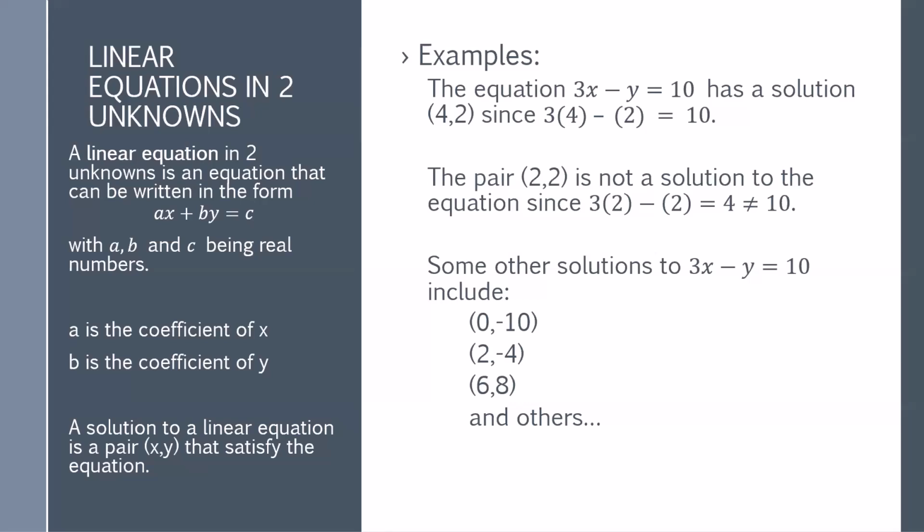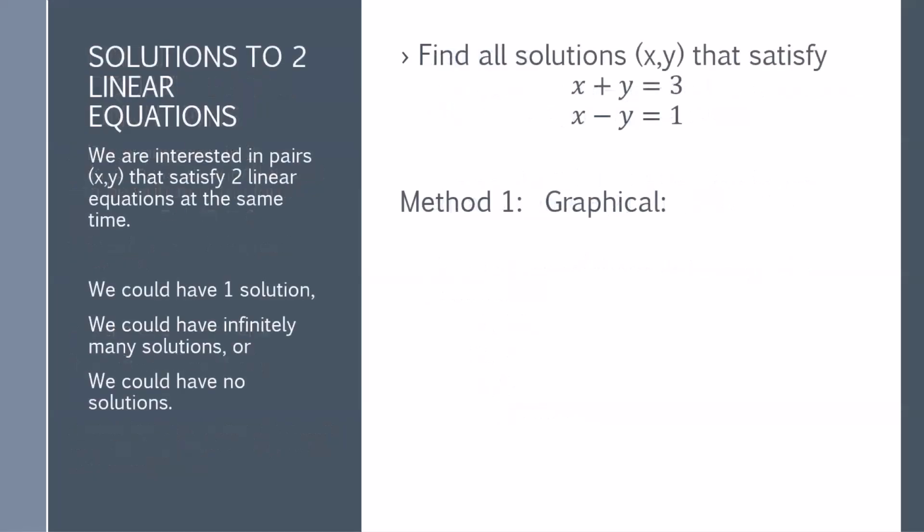Any linear equation has infinitely many solutions. Any pair of points, x and y, that satisfy the equation are good enough as a solution. So some examples are (0, -10), (2, -4), (6, 8), etc. When we find solutions to two linear equations, we're interested in pairs of points that satisfy both linear equations at the same time. There are a couple of different options here. We can have one solution, we can have infinitely many solutions, or there can be no solutions at all.